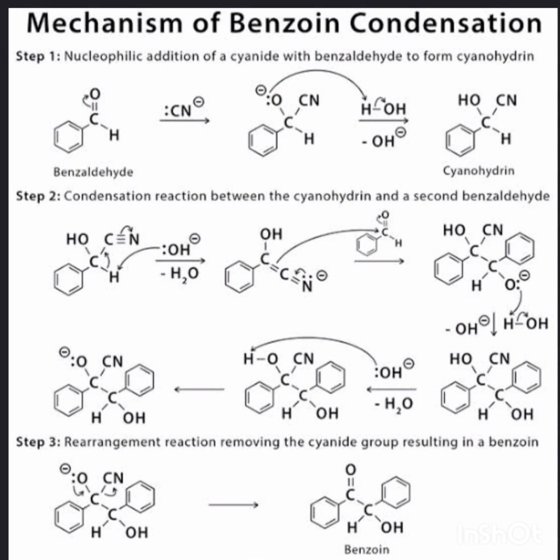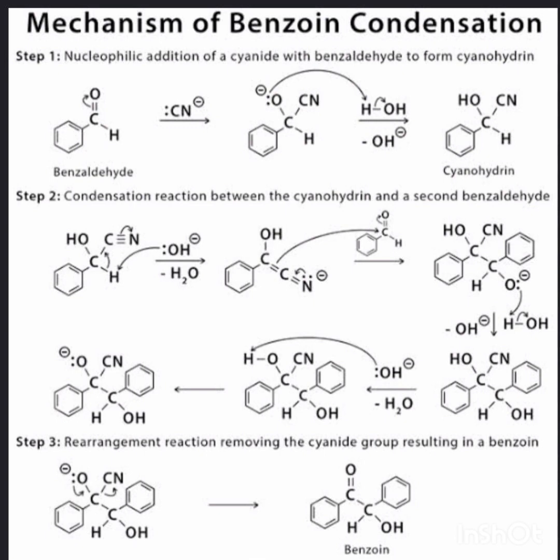It involves three steps. The first step is nucleophilic addition of a cyanide with benzaldehyde to form cyanohydrin, and the second step is condensation reaction between the cyanohydrin and a second benzaldehyde. And the third step is rearrangement reaction. In this reaction, the cyanide group will be removed to give the final compound benzoin.